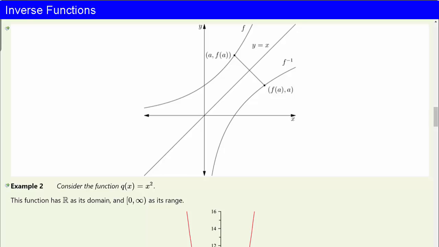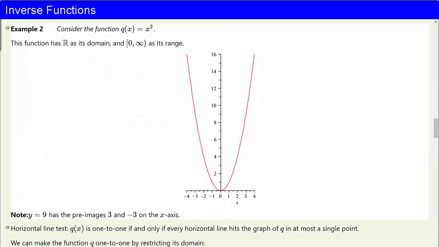This corresponds to looking at the graph of h, which consists of points (x, f(x)), and generating the graph of h inverse by interchanging the coordinates of all the points (x, f(x)) to new points (f(x), x), and this gives the graph of h inverse. Let's look at some more examples.